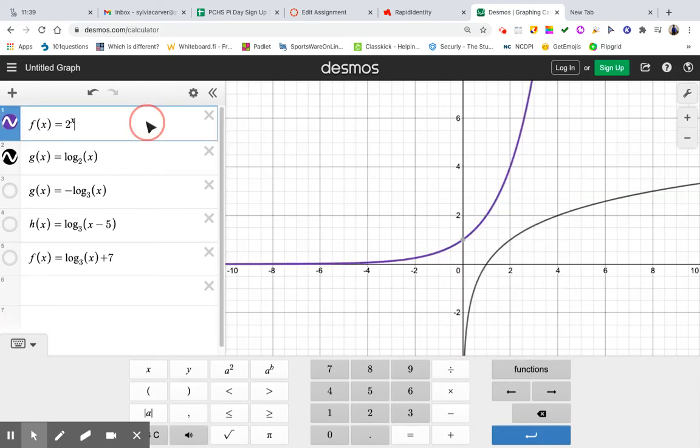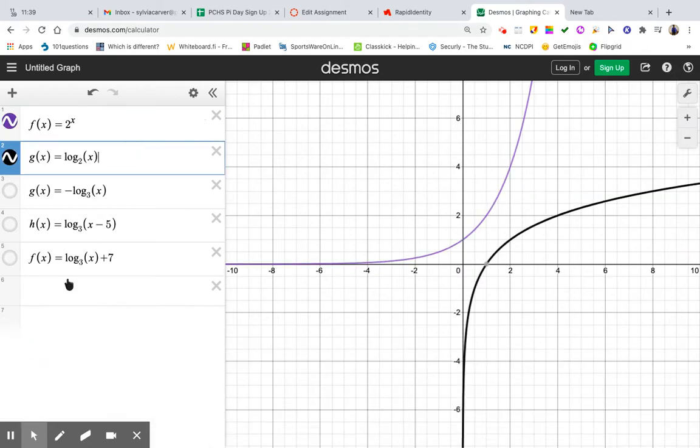All right, so back to discovering why they're inverses of each other. So my domain for an exponential function was all real numbers. That is now going to be my range for a logarithmic function. My range for an exponential function was y greater than 0. That is now going to be my domain, x greater than 0. So this black one that I'm looking at here is never going to get past 0. It'll get closer and closer.